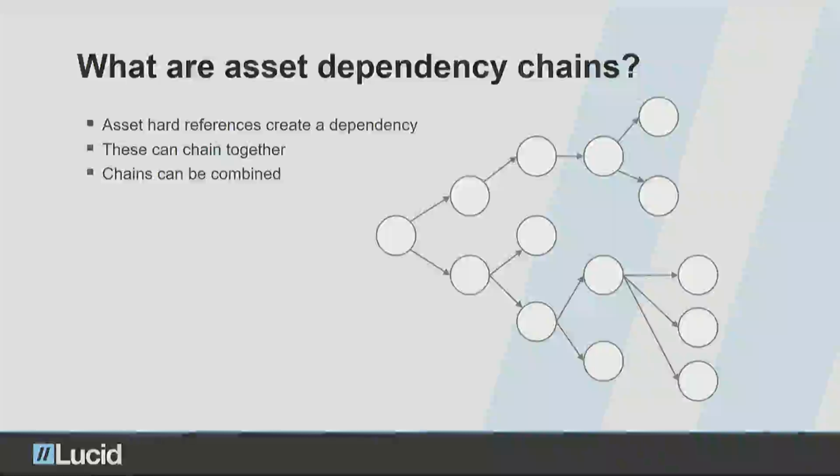So I'm going to talk about what asset dependency chains are initially. Basically, every time an asset hard references another asset in your asset database, it creates a dependency. Not only does it have a dependency on that asset, but it has a dependency on that asset's hard references or its dependencies as well. So slowly during the course of development, if you're not careful, you can end up with a massive chain appearing, like in my diagram there, because the references join together and you end up with a big chain.